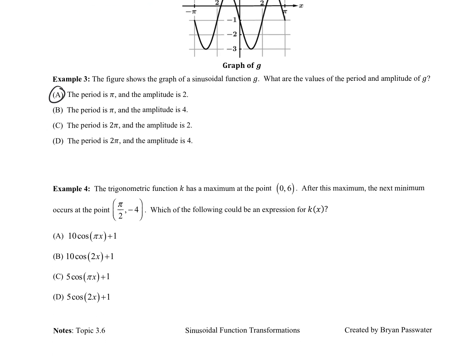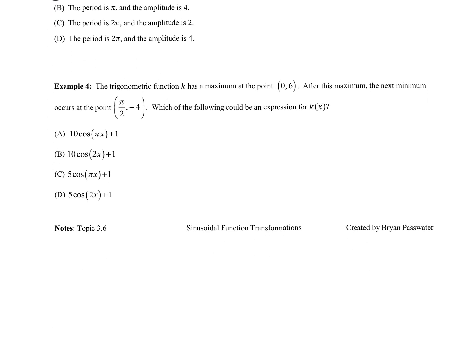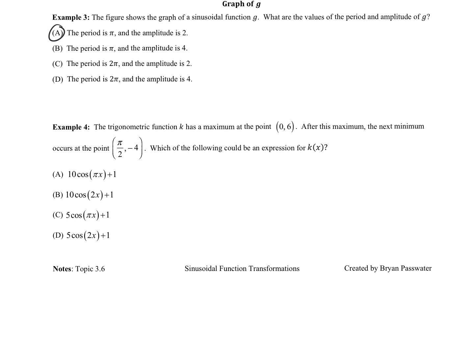All right, Miranda's going to read example 4. Example 4. The trigonometric function k has a maximum point at 0, 6. After this maximum, the next minimum occurs at the point pi over 2 and negative 4. Which of the following could be an expression for k of x? All right, so I'm going to kind of sketch this little graph here, okay? And so it starts out at 0, 6, all right, which would be its maximum. And then at pi over 2, it goes down to negative 4, right?